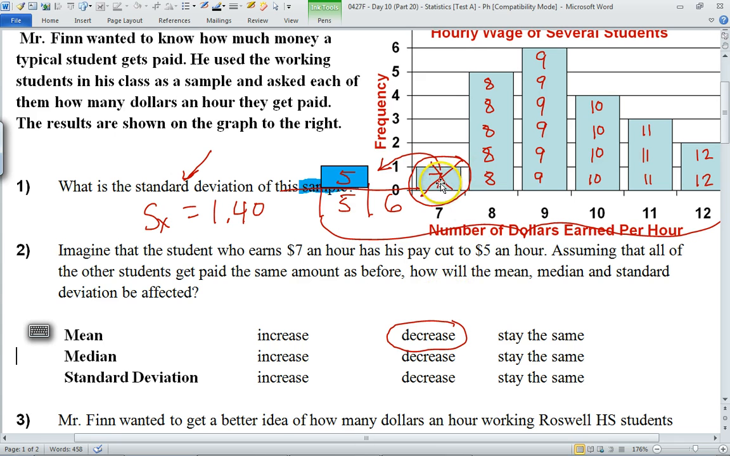If I make this change and the person who was making $7 an hour is now making $5 an hour, I want you to just take 5 seconds and decide, will the standard deviation increase, decrease, or stay the same? Just think silently for 5 seconds. Okay, give me a thumbs up if you think the standard deviation will increase. Give me a thumbs down if you think it will decrease, and hold up a fist if you think it will stay the same.